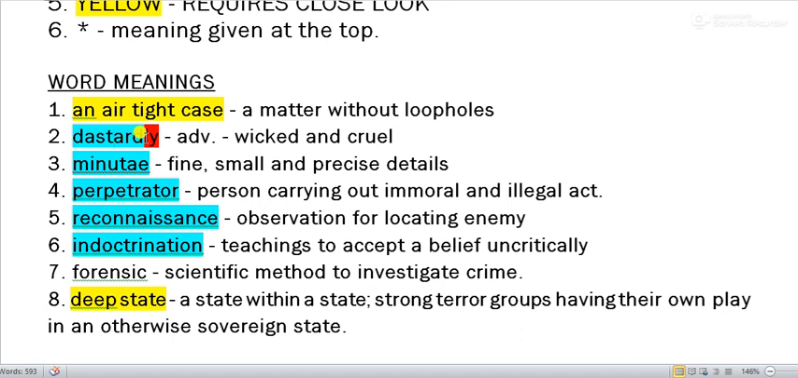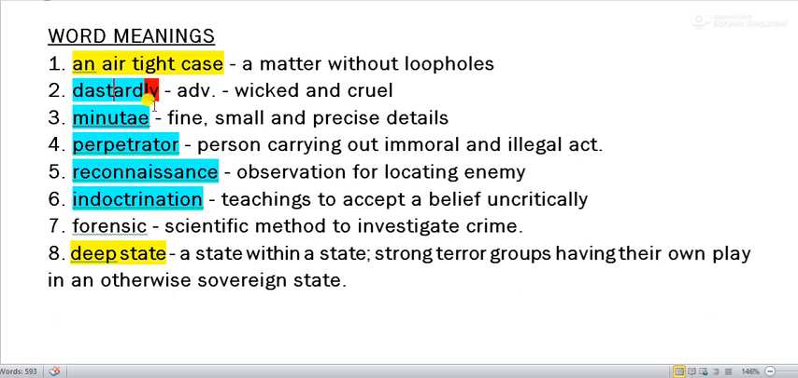I have given a list of suffixes and prefixes in my book SSC English, which you can refer to. The book is available on Amazon. So dastardly means something wicked and cruel, something immoral, something crooked.